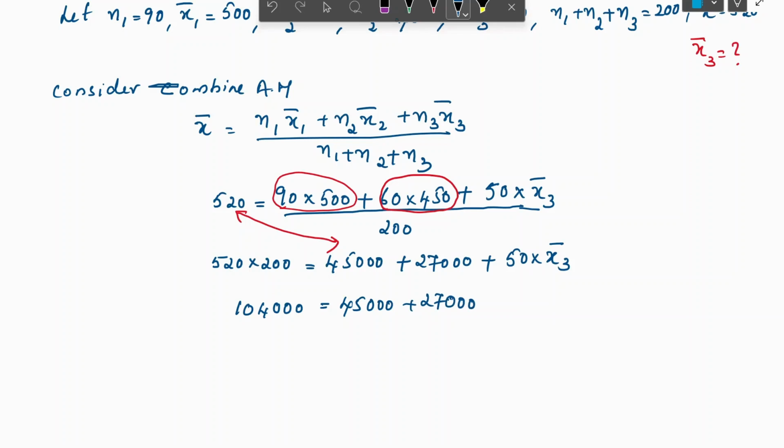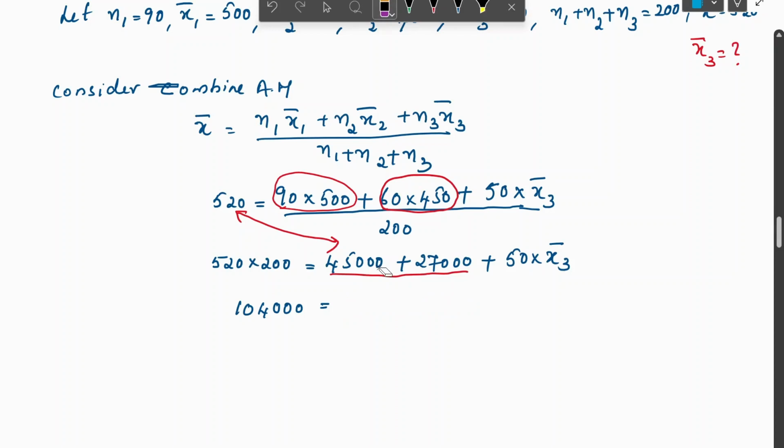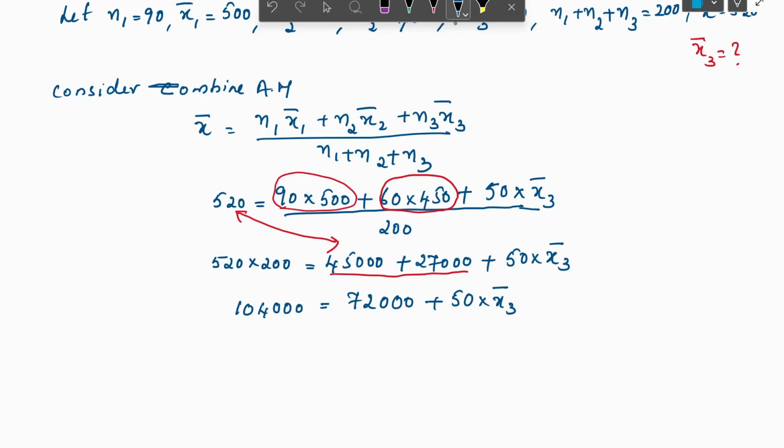Now see this step here, you can calculate this value, 45,000 plus 27,000. I'm just adding and writing it directly, to avoid more steps, because it will save your time in the examination. 72,000, added, plus 50 into X3. Same way how we solved the last question.